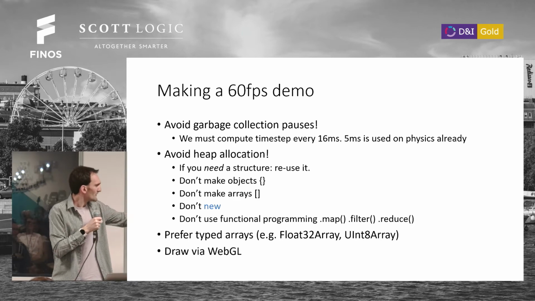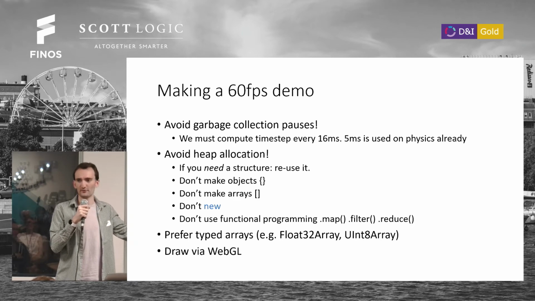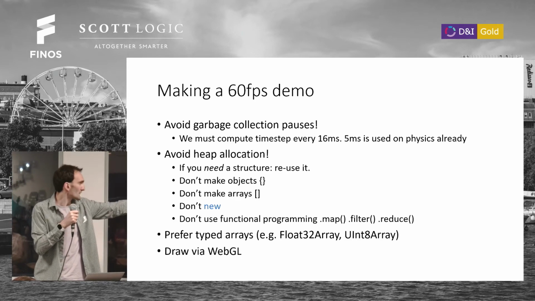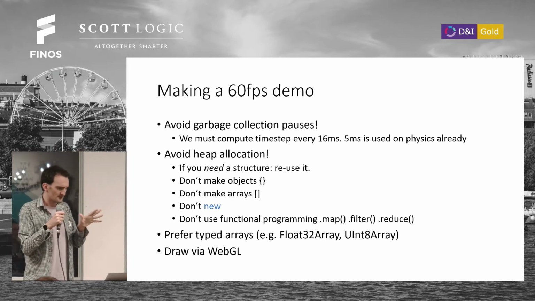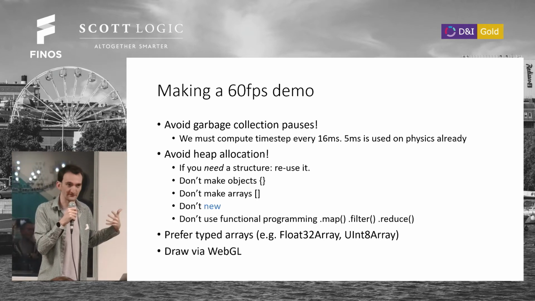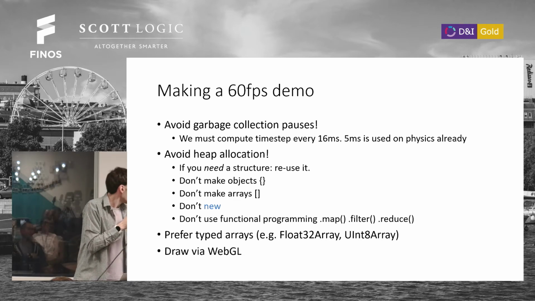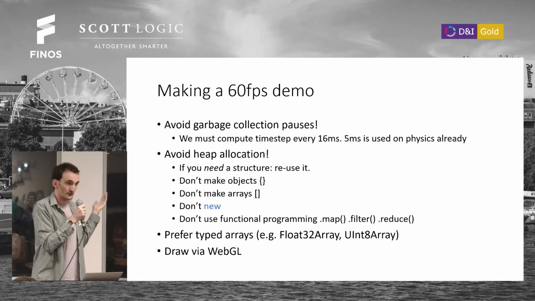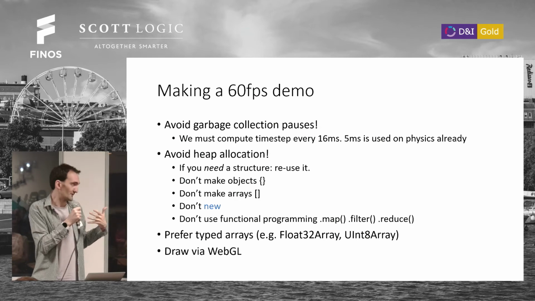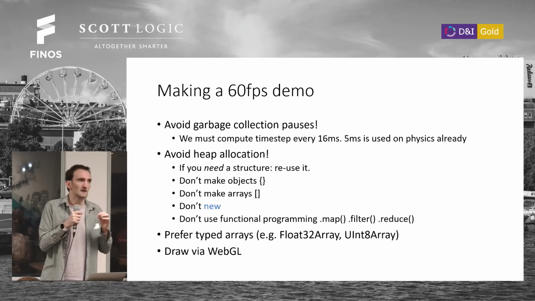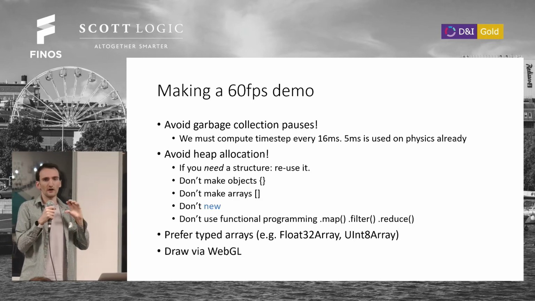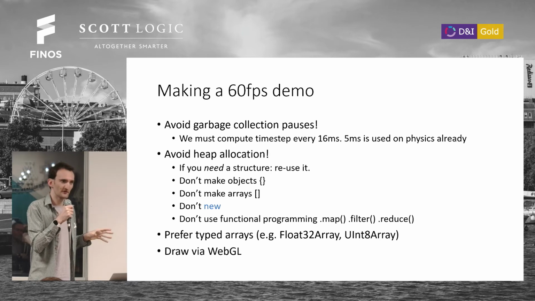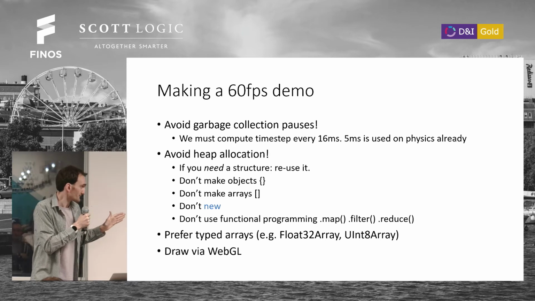To draw a graphic at 60 frames per second, you have to compute a time step every 16 milliseconds, and the physics takes 5 milliseconds unless your computer's overheating, which it is. So that gives you about 10 to 11 milliseconds to draw all the physics that you've calculated. It takes less than 1 millisecond to send the vertex buffers to the GPU, and I don't know how long the GPU takes to draw it, but drawing can be fast.